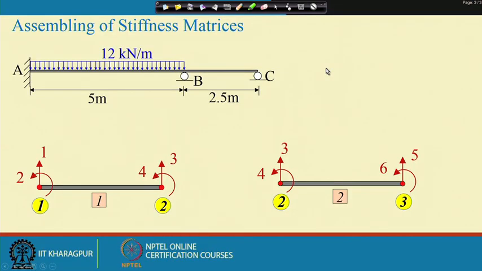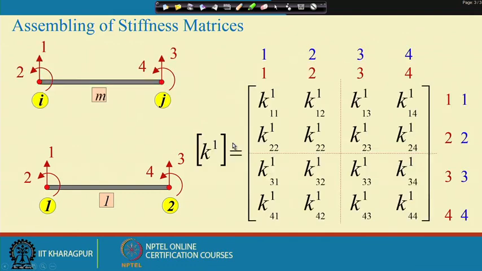The first thing is we have to discretize it like this. So, we have two members, member number 1 and member number 2. Member number 1 is connected between nodes 1 and 2, and member number 2 between nodes 2 and 3, and this is how the degrees of freedom are defined for the different nodes. Now, if we take member number 1, suppose the stiffness matrix is this, where the superscript 1 implies that it is the stiffness matrix for member number 1.